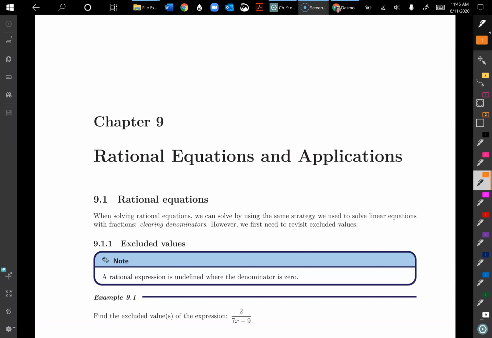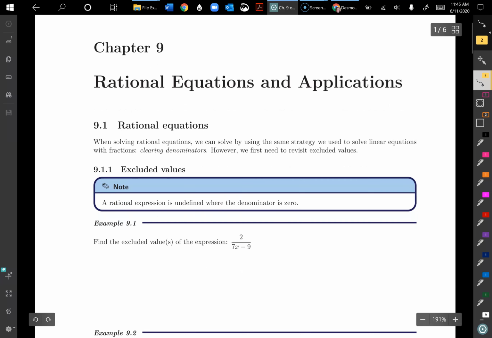Okay, in chapter 9, again, we're going to just touch on some things. This is rational equations and applications. So before we were dealing with expressions, but we actually have equations, and you've probably seen some of these before. However, you probably had some numbers in the denominators rather than variables. So the big difference here is we need to take into consideration the domain and what x cannot be, which we already looked at previously.